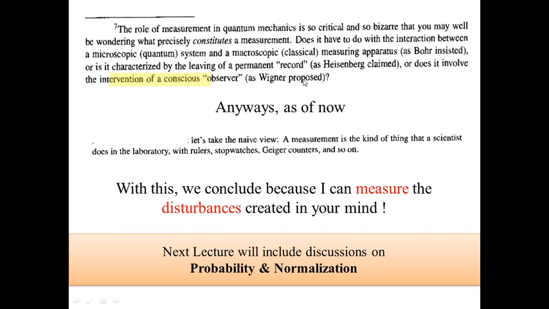Even Wigner proposed something: does the measurement involve the intervention of a conscious observer? It is like the intervention in an event by a conscious observer. So there are different opinions from different great scientists about the word measurement, and this happens only and only in quantum mechanics. Fine. So as of now, we conclude here because I can measure the disturbances created in your mind.